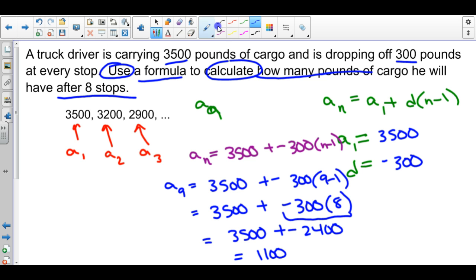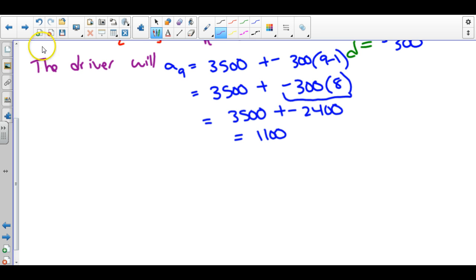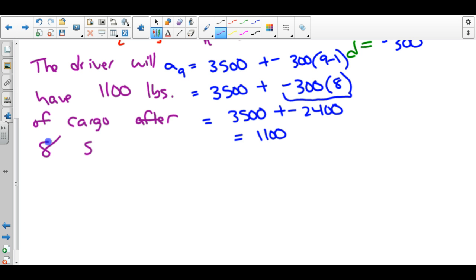So if I were to answer this in a complete sentence, which, since it is a problem-solving problem, you will have to do. In context of the problem, you can say the driver will have 1,100 pounds of cargo after 8 stops. Okay, so that is your final answer. Again, in context of the problem, please do not just leave your answer as 1,100 pounds. Go that extra mile and say that that's how much he has after the 8 stops.